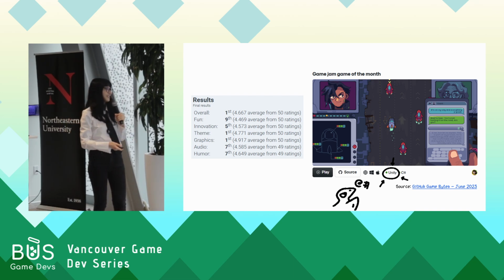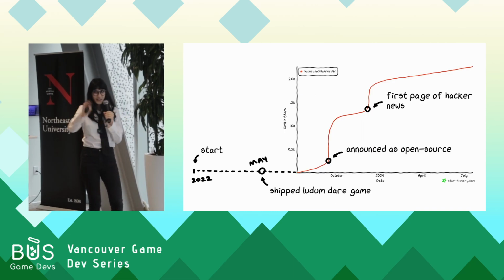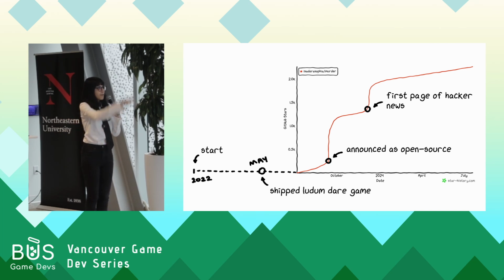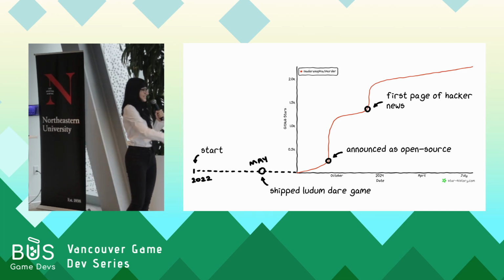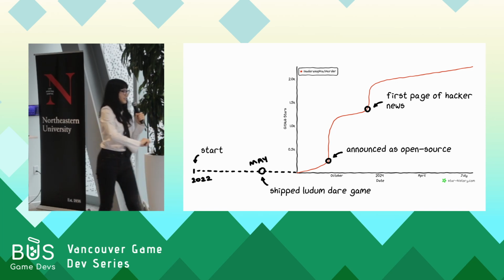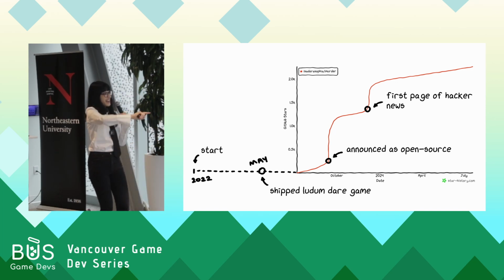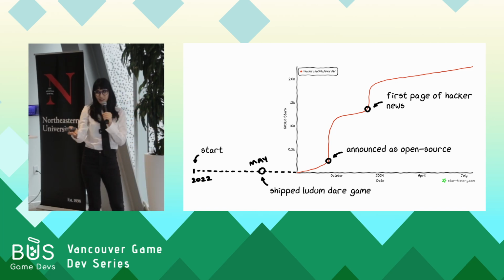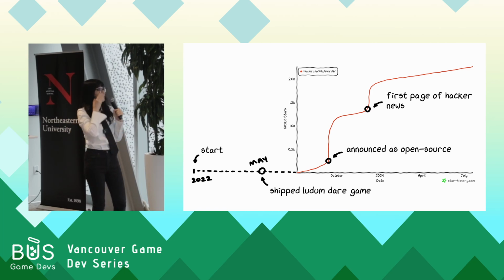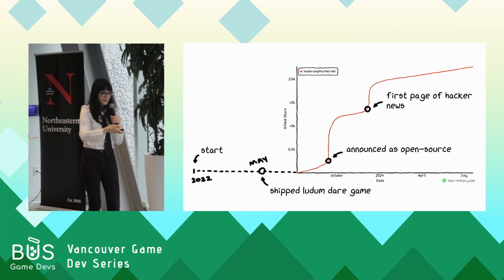And just so you can have an idea as well of what happened, this graph here is the stars on GitHub. Here's where it started. Then in May we shipped the Ludum game. Then in October-ish I announced it as an actual open source engine. And then I think I got to the front page of Hacker News, and then it keeps going up.